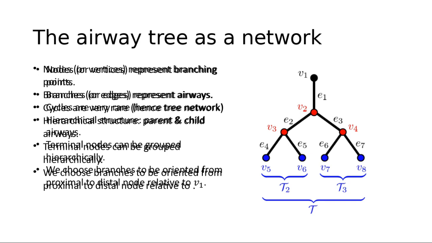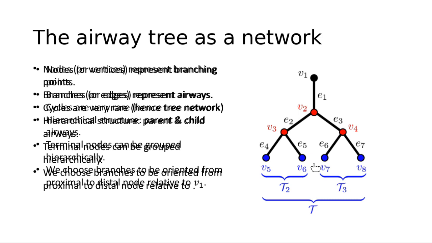So very simply, we can model the airway tree as a network where the nodes represent branching points and the edges represent airways. The airway tree is almost always dyadic, but it doesn't have to be, but in almost all cases, it is a tree. So there are no circuits in the lung. I think it can happen in very rare cases, but generally speaking, it's a perfect tree.